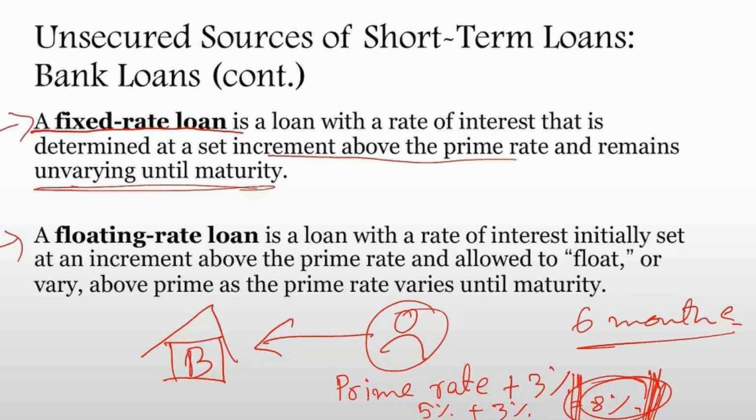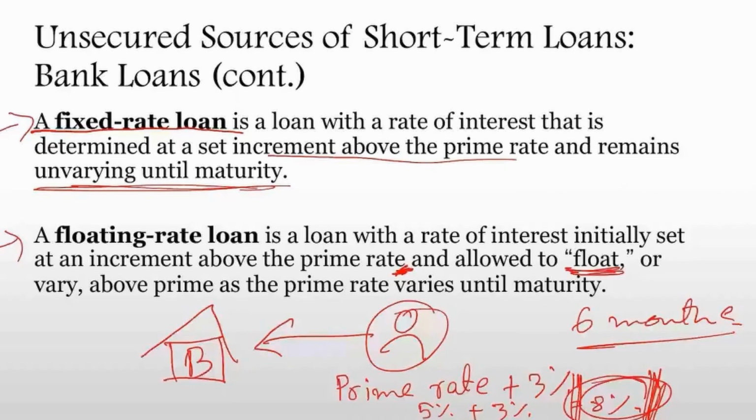Now let us talk about a floating rate loan. A floating rate loan is a loan with a rate of interest initially set at an increment above the prime rate. Up to this it is the same, but it is allowed to float or vary above prime as the prime rate varies. So what happens in this case?